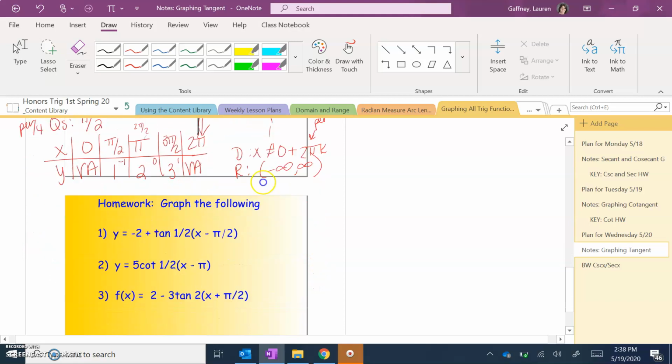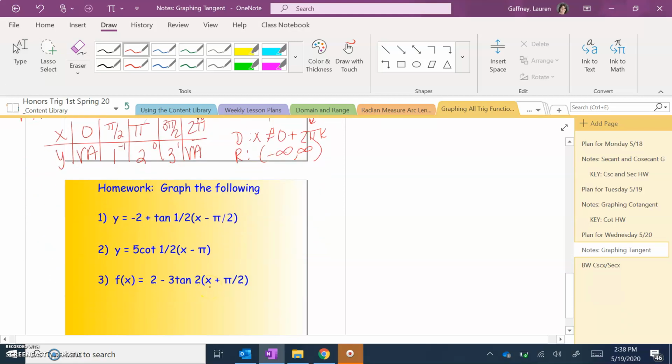Okay? There are a couple problems here at the bottom, 2 with tan, 1 with cotan. Let me know if you guys have any questions or you need any help.